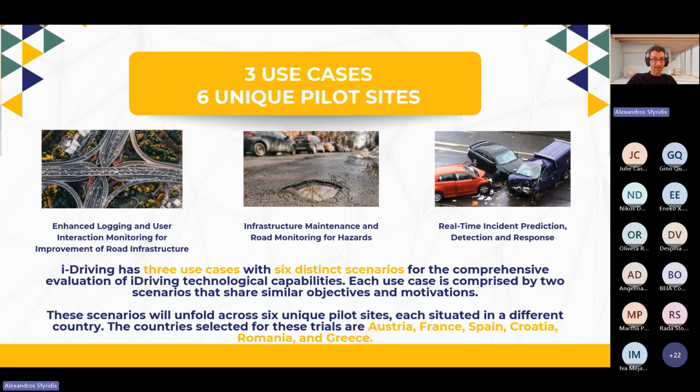So iDriving has 3 use cases across 6 unique pilot sites. Each use case has a different focus, and it's comprised of 2 scenarios. So the scenarios share similar objectives and motivations, but are slightly different, and this will unfold across 6 different sites in some of the countries that are involved. In particular, we have some scenarios in Austria, France, Spain, Croatia, Romania, and Greece.